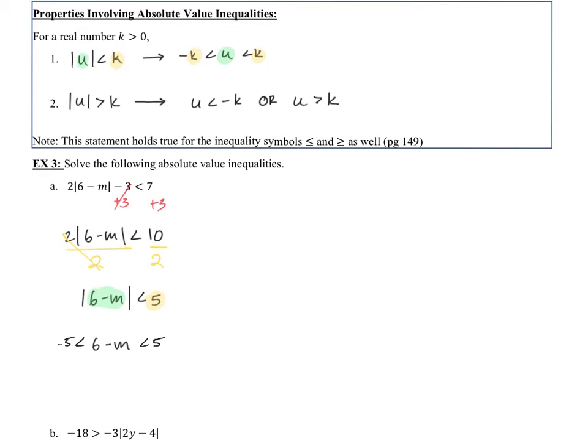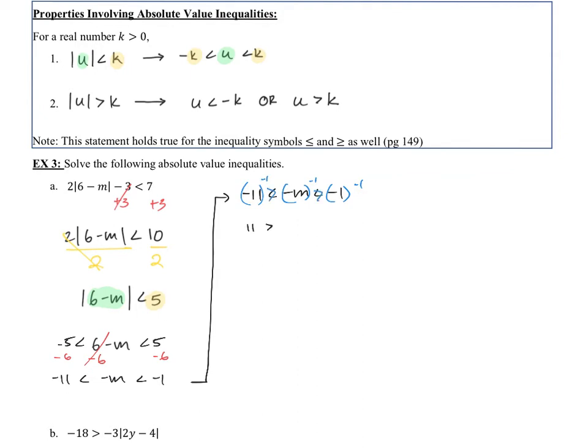So get rid of that 6 on the inside. Remember, we have to do it to all 3 sides. So then we have negative 11 is less than negative m, which is less than negative 1. Continuing our work over here. I'll just copy it down real quick. Ooh, we have that negative m. Got to get rid of that. So multiplying by negative 1. When I do that, the signs all flip. We have 11 is greater than m, which is greater than 1. All right, let's go ahead and graph that.